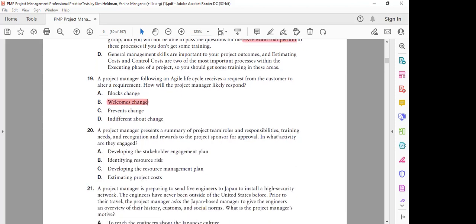20. A PM presents a summary of team roles and responsibilities. Even I don't need to read it, you know. When I read this line, I know what they're talking about. Do you guys have the same information I am expecting? Yes, Mr. Heather, correct. Yes, Miss, you are also correct. Yes, Mr. Naveed. And Mr. Mohsen is missing. Yes, Mr. Mohsen.